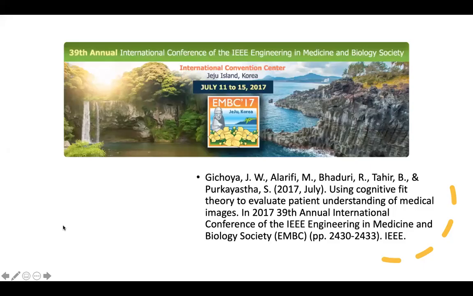So the story is getting bigger and bigger. So people are getting to know me day by day. So I joined Miss Julie and I worked with her on her project. And alhamdulillah, we published the full paper at one of the international conferences in South Korea, absolutely South Korea, which is about using cognitive fit theory to evaluate patient understanding of medical images. We used many ways to improve our model, which is very similar to a CAD system.